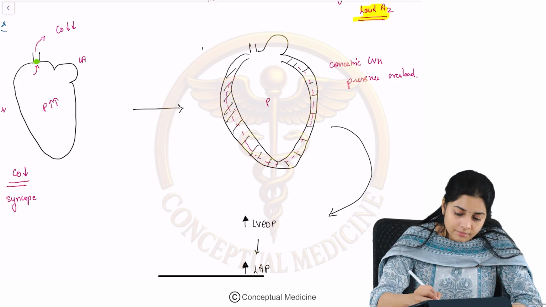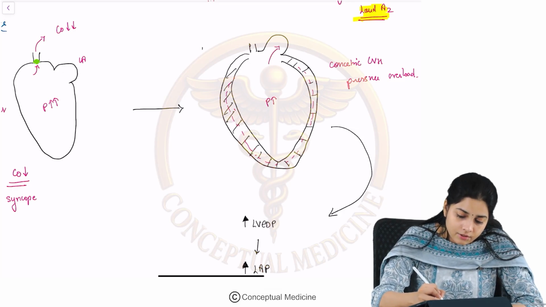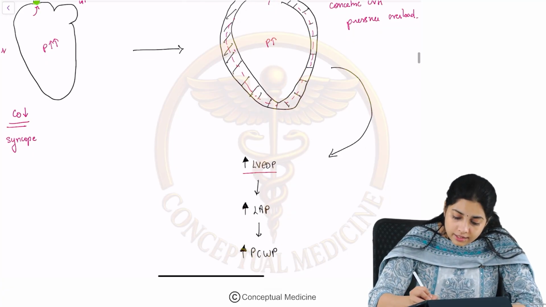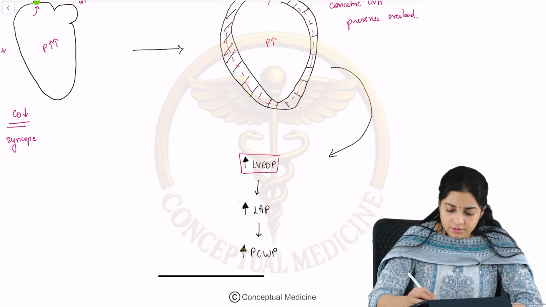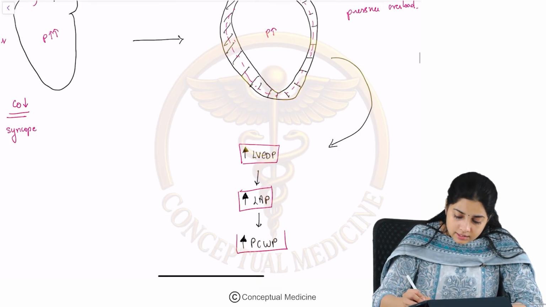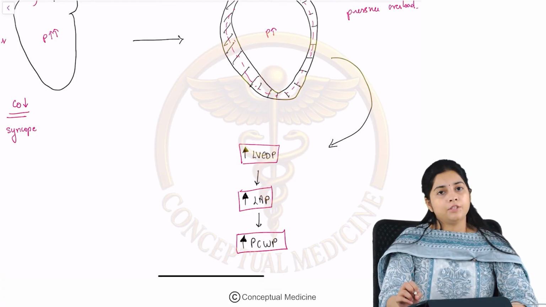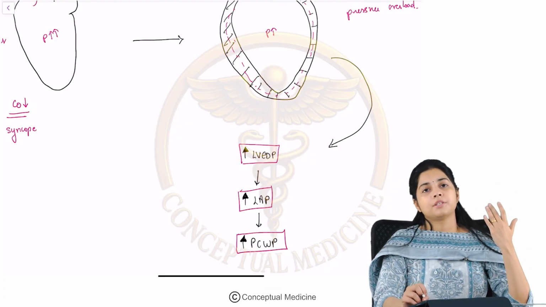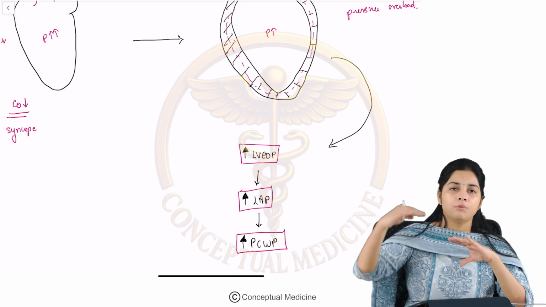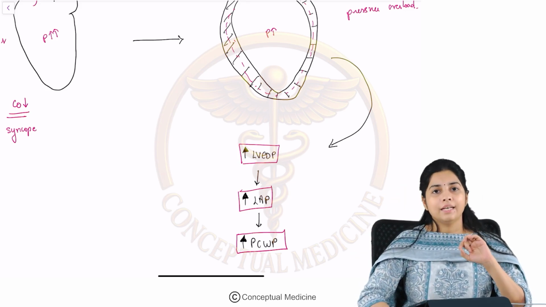Over the course of time, this increased pressure is reflected onto the LA also. So there is an increase in the LV end-diastolic pressure, which further results in an increase in the LA pressure, which further increases the pulmonary capillary wedge pressure. So all the backward pressures are going to increase.